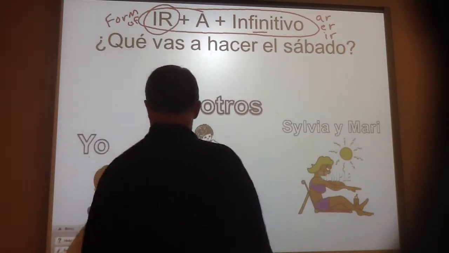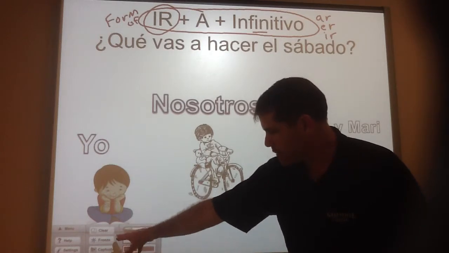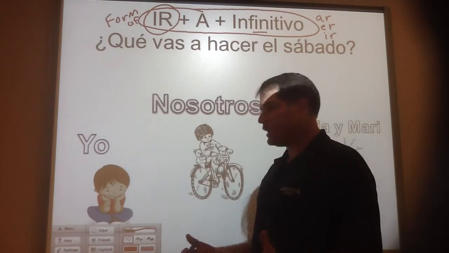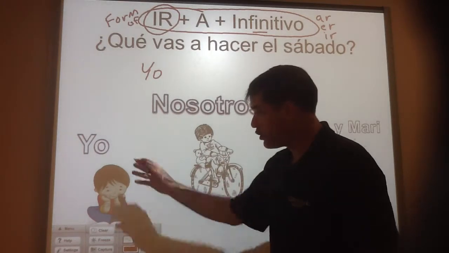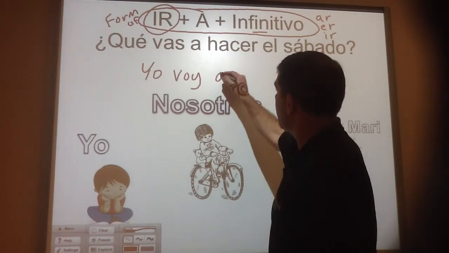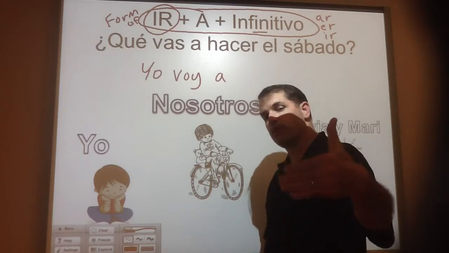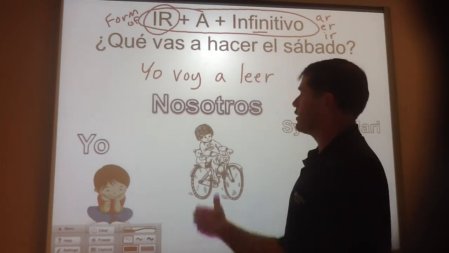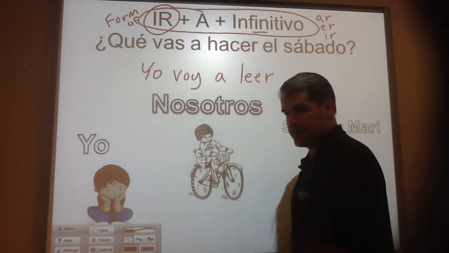Okay? So, examples here. I am going to, there's a book, I am going to read. I am going to read. So we have yo. We take the form of ir to go with I, which is voy. Yo voy. A, we have our a. Now we leave to read in the infinitive. So to read is leer. Yo voy a leer. I am going to read. So I'm not reading right now, but I'm going to later. Yo voy a leer. Alright?